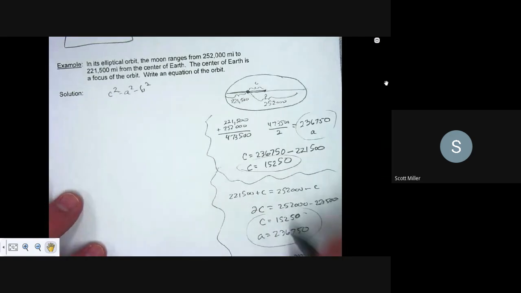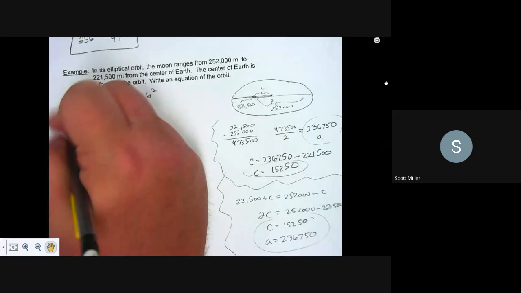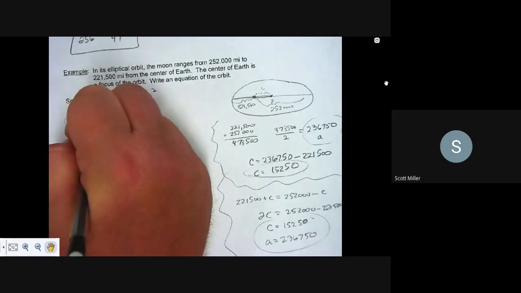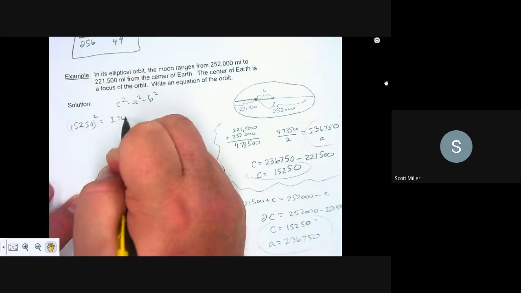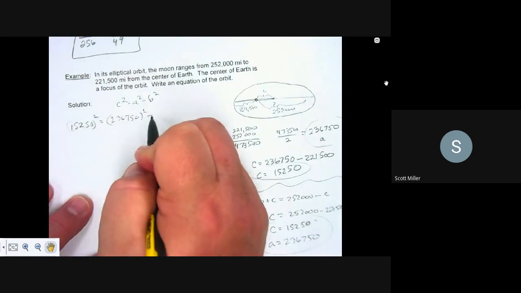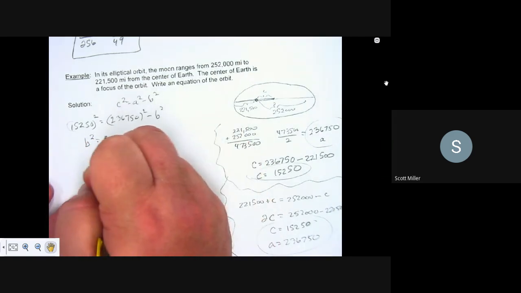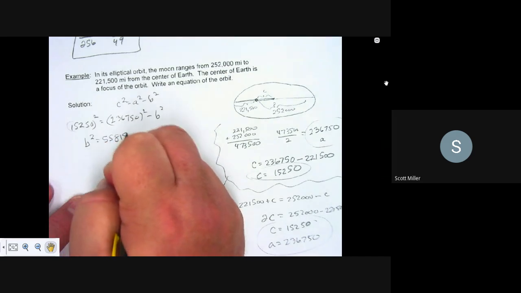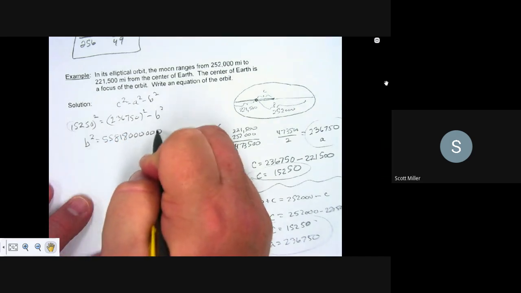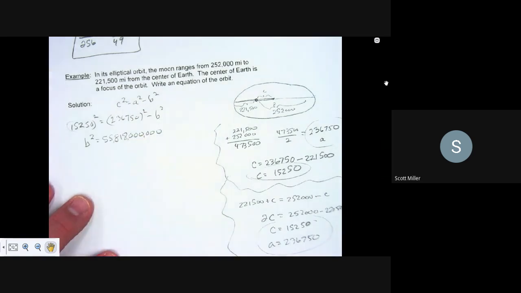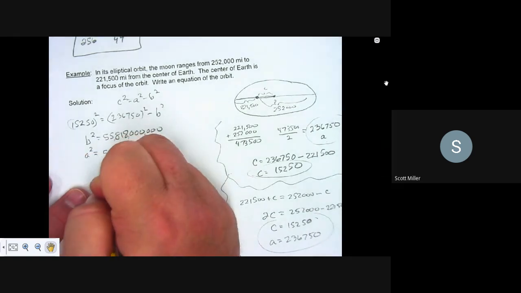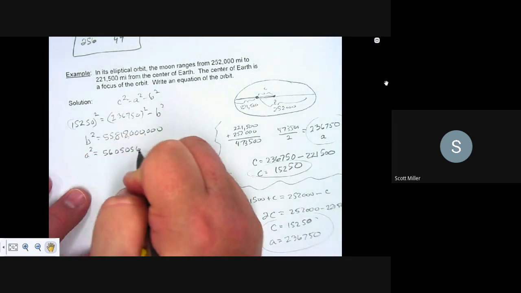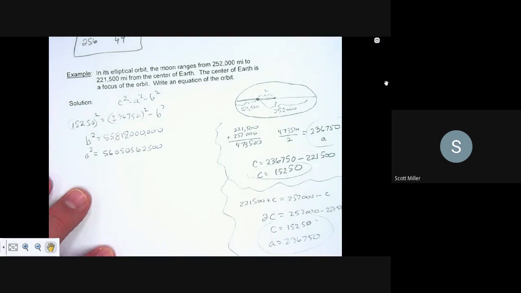Okay. Once I have these two numbers, I can find B. So 15250 squared equals this squared, and then find B squared. So moving things around, I get B squared is equal to 55818,000,000. So a very large number. I can take A and square that. Gives me 56050562500. Again, very large number.